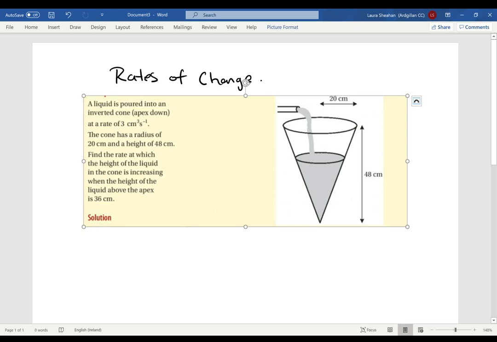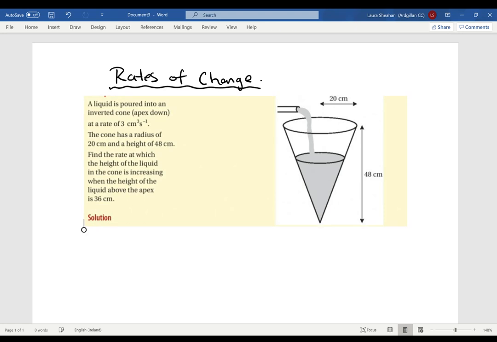Okay, we have a rates of change type question. Liquid is poured into an inverted cone at a rate of 3 centimeters cubed per second. So centimeters cubed represents a volume, so then this must be dV/dt because it is with respect to time. So I know that dV/dt is equal to 3.